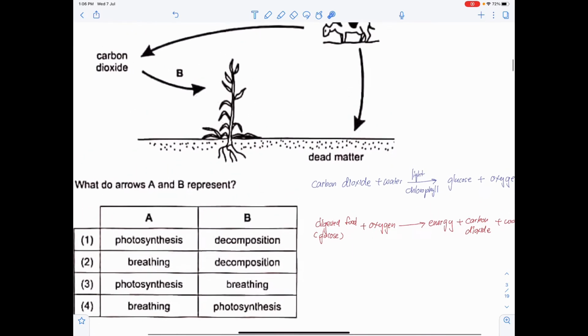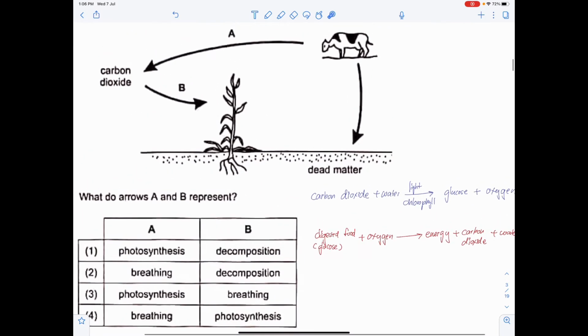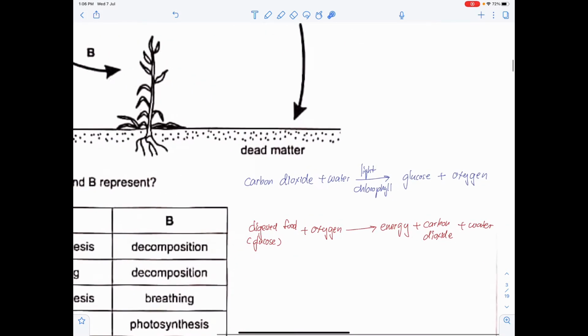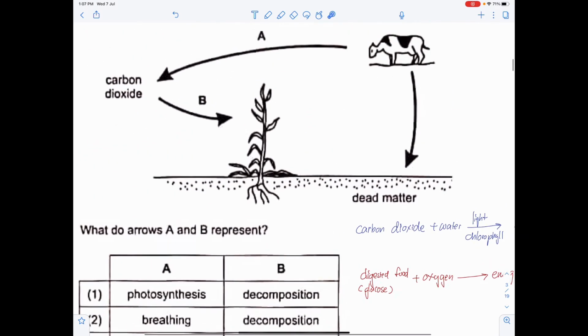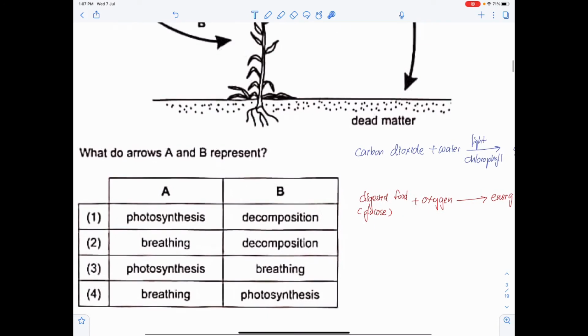Now, what do arrows A and B represent? You have this living thing here and a process that gives out carbon dioxide. So you look at these two. Which one gives out carbon dioxide? It's very obvious, it is respiration. So therefore you know that process A has to be respiration. And what does respiration involve? Actually it's breathing, because breathing is the one that gives you your oxygen intake. So right off the top, I already know that breathing is correct.